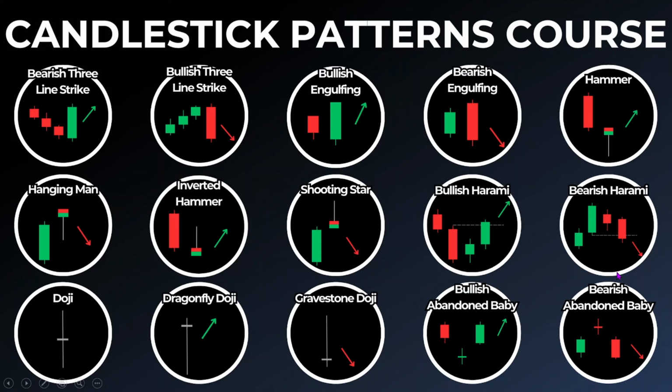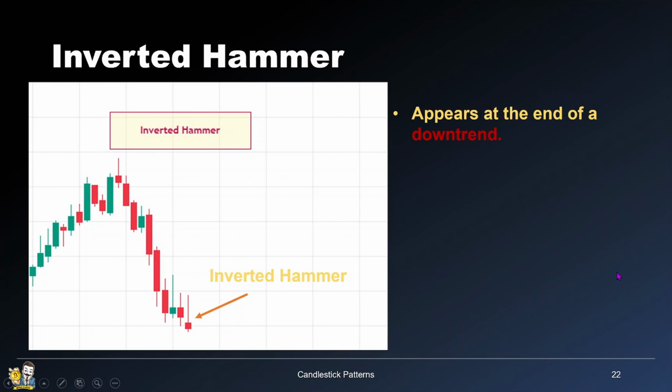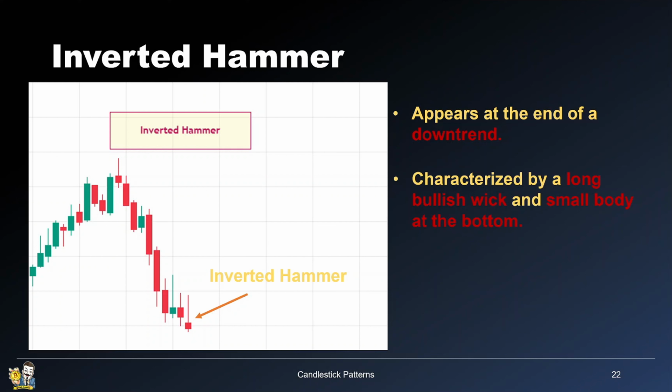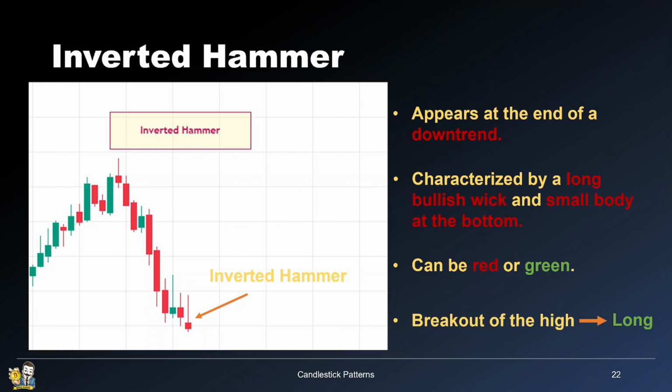About the inverted hammer. You have to know that it appears at the end of a downtrend. Its characteristics are a long bullish wick and a small body at the bottom of the candle. That's why it's called an inverted hammer, because it looks like a hammer but flipped upside down. Like a hammer, this candle can be red or green. And the signal is simple. If there's a breakout above the high of the candle, we have to go long.